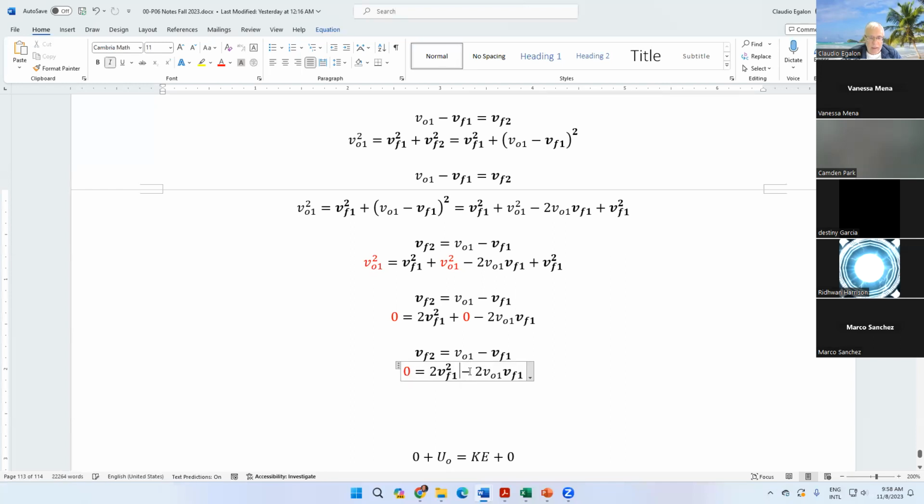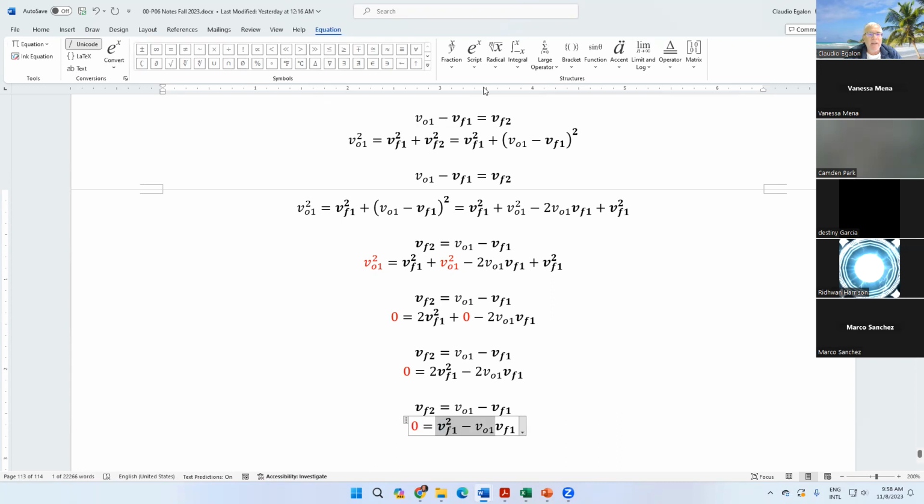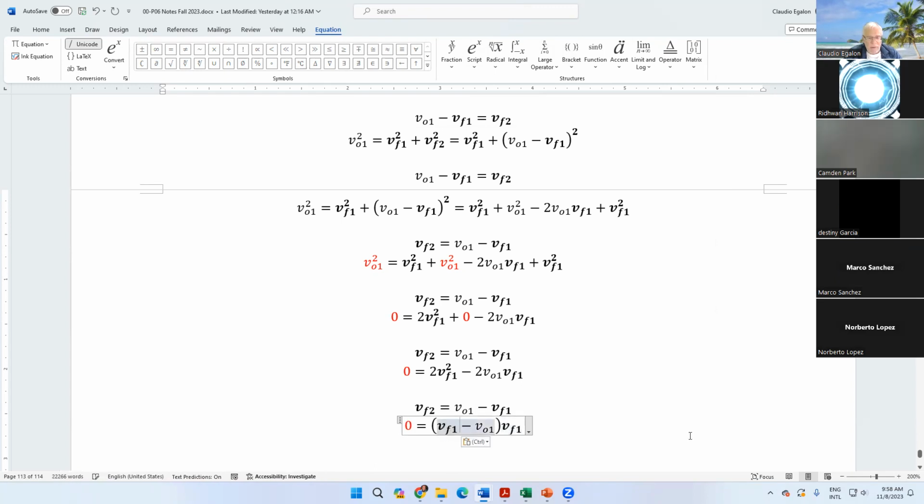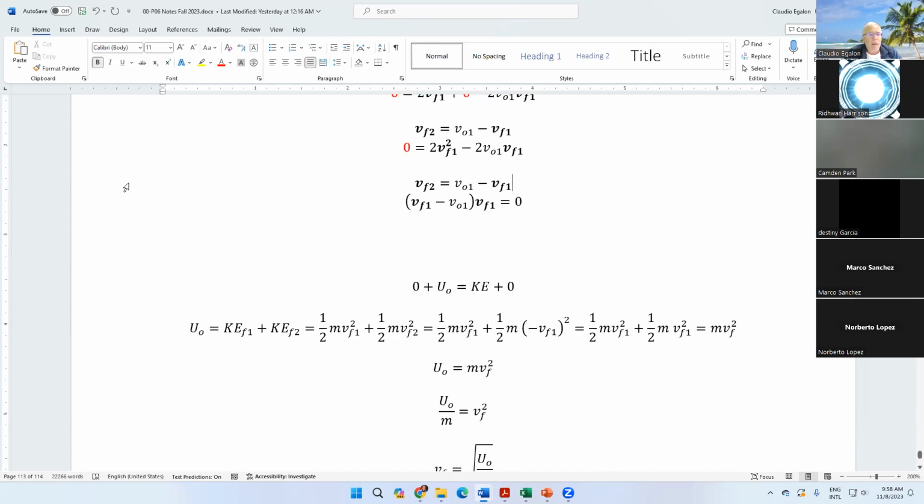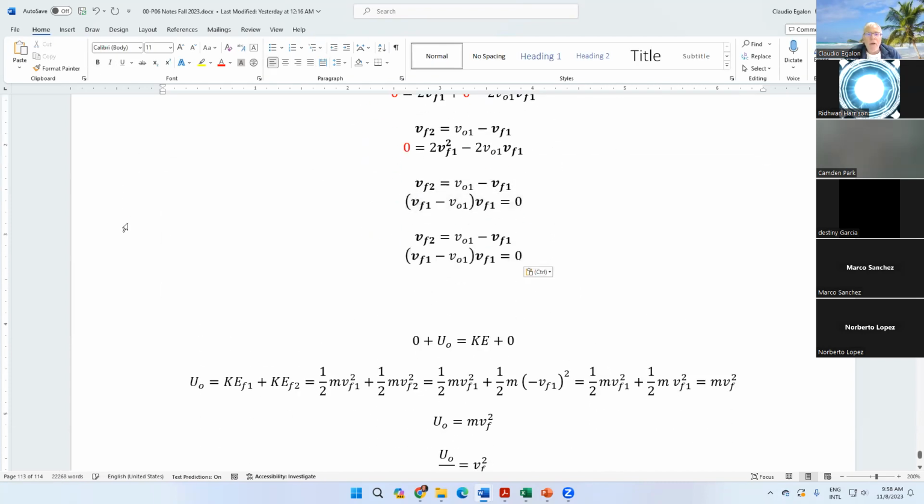I can erase this one. When we erase this one, the 2 goes away. Okay, and now I can put the V final 1 in evidence. When we put the V final 1 in evidence, this V squared reduces to V. And I'm going to put the 0 on the right side. We're almost done with this problem. That's all it takes.